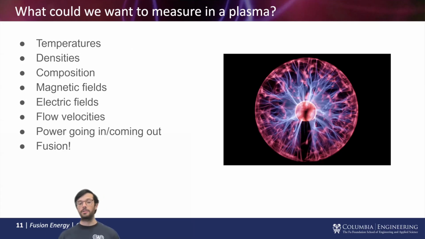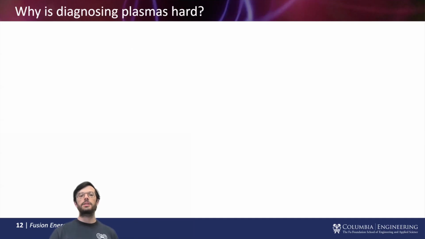Power going in, coming out, that's a big one. Obviously, we put the power in usually, but a lot of times it leaks out. We want to find how it's leaking out. And then fusion, like how much fusion are we doing is obviously a big thing that we want to diagnose in a fusion plasma. Okay, so why is diagnosing plasmas hard?